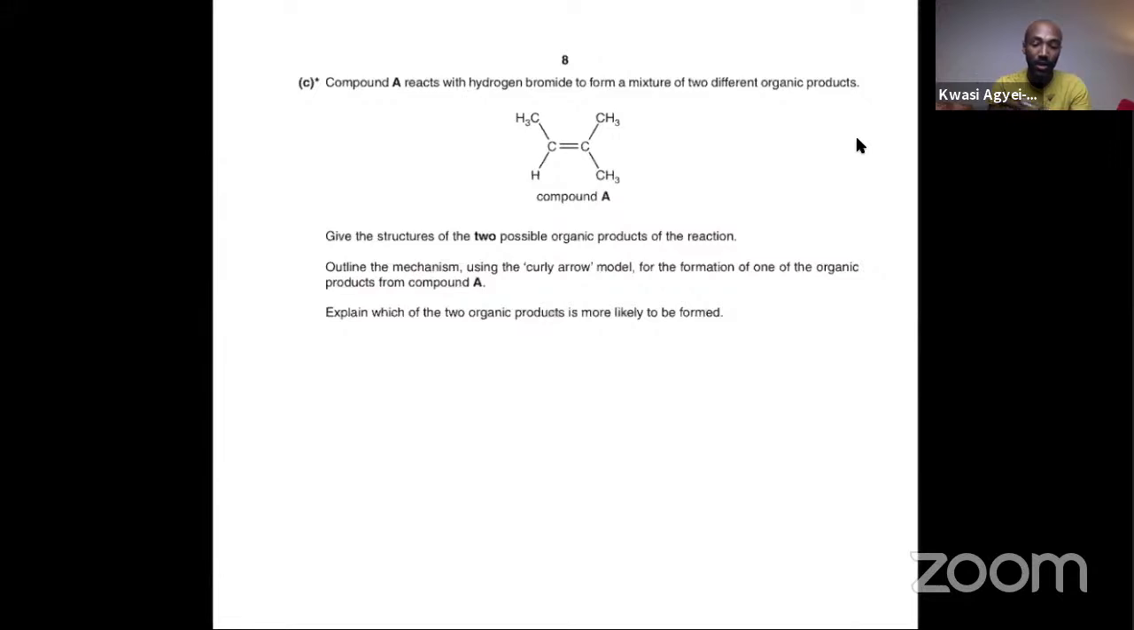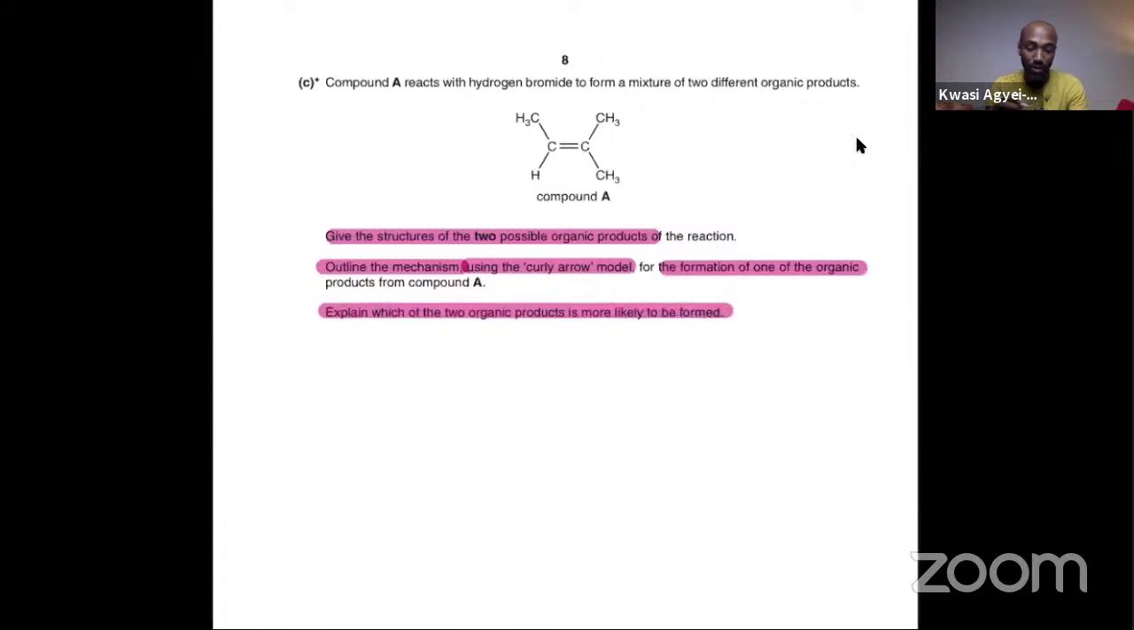So might be a good idea to highlight what's required of us. Okay, so it says give the structures of the two possible organic products. That's one thing we need to do. We also need to outline the mechanism using the curly arrow model for the formation of one of the organic products from compound A. So we only need a mechanism for one of the organic products, and to finally explain which of the two organic products is more likely to be formed. Okay, so quite a bit to do here.